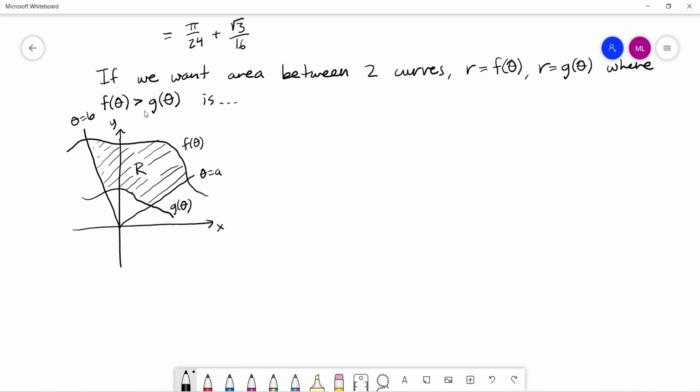Maybe g is bigger than f other places, but in the interval that we care about, g is less than f. So in that case, the area would be equal to, I'll just pull that 1/2 out front, integral from A to B, and it's going to be f of theta squared minus g of theta squared d theta.